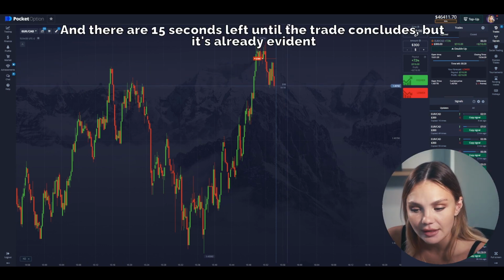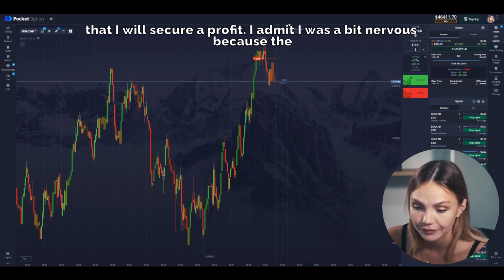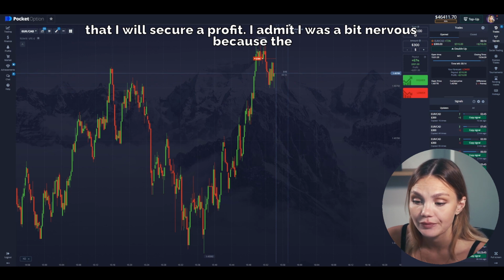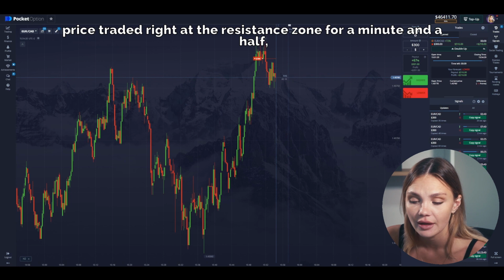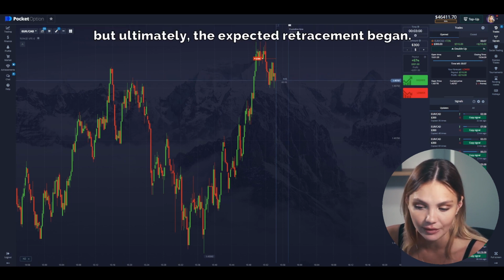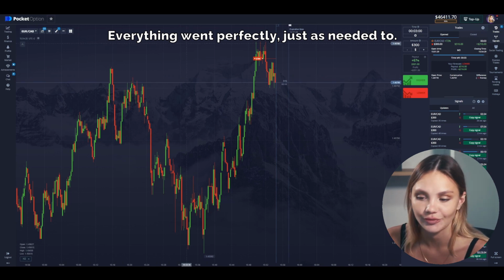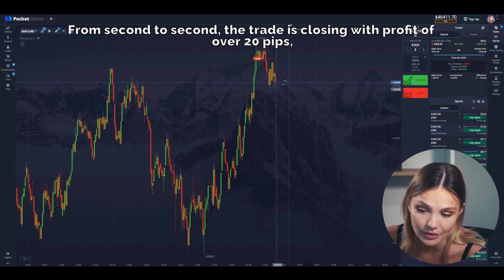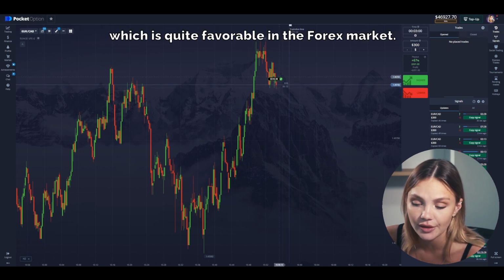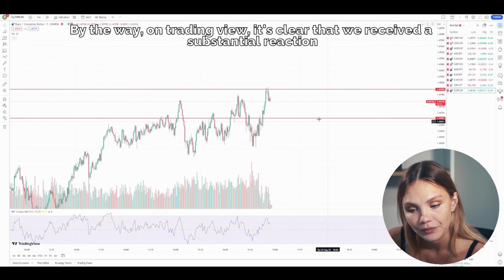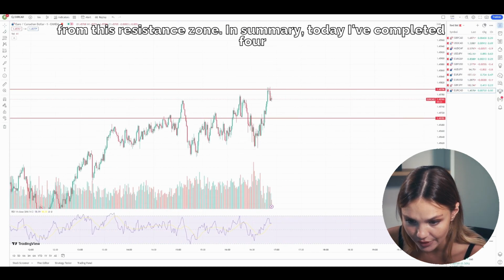And there are 15 seconds left until the trade concludes, but it's already evident that I will secure a profit. I admit I was a bit nervous because the price traded right at the resistance zone for 1.5 minutes, but ultimately the expected retracement began. Everything went perfectly, just as needed to. From second to second, the trade is closing with profit of over 20 pips, which is quite favorable in the Forex market. By the way, on TradingView, it's clear that we received a substantial reaction from this resistance zone.